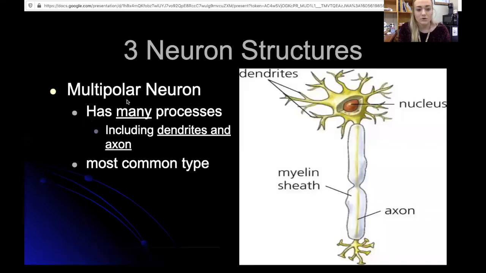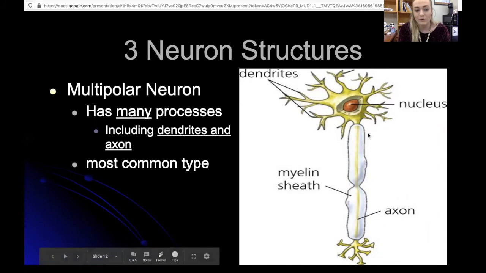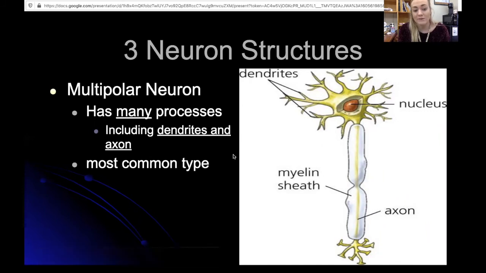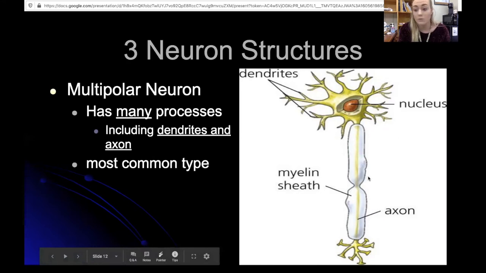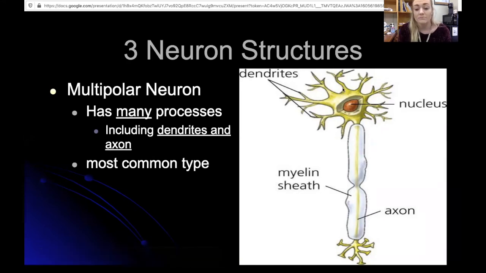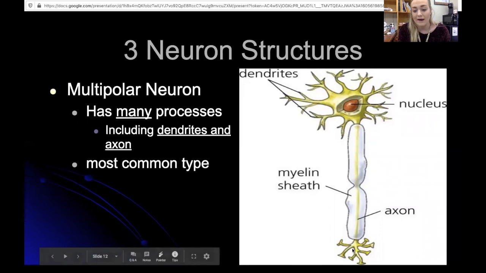Okay, so like I said, going to be talking about different types of neurons. A multipolar neuron, this would be an example of a multipolar neuron, has many processes. What we mean by that is a multipolar neuron has both dendrites, these little branching structures, as well as an axon. This would be exactly what we looked at in the picture earlier. Here's our cell body, we have these branching dendrites, and then we also have our long axon as well.